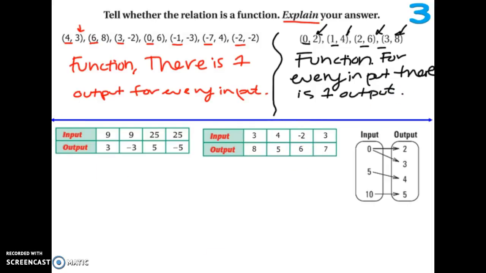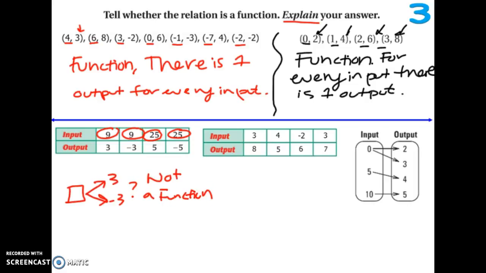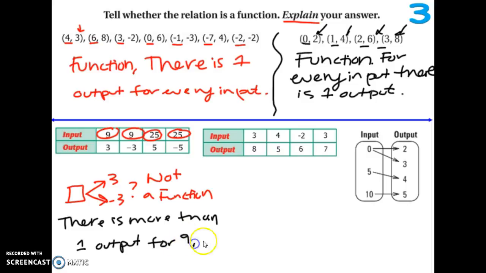Alright, moving along, a couple more, same thing. Here are inputs. We have plugged in a 9, a 25, and a 25. Well, if I push this button that says 9 on the pop machine, can I get out a 3 and a -3? No, you can't. So this is not a function. And why? Because there's more than one output for the number 9 and for the number 25. Same thing here. It didn't work. Okay? It's like a broken pop machine.